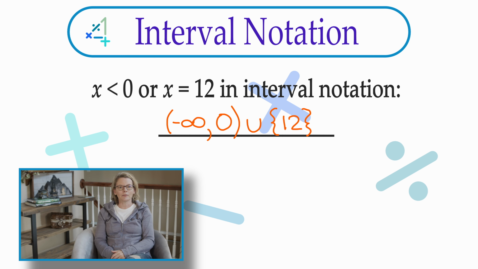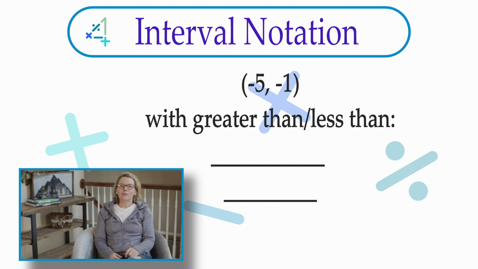Now let's look at one more in interval notation and go backwards to greater than, less than notation. Here it is. Parentheses -5, comma -1, end parentheses. This looks like a point on the coordinate plane, but it's not. It means that it starts at -5 not including, so we could write x is greater than -5. But it doesn't go on forever. It stops really close to -1.